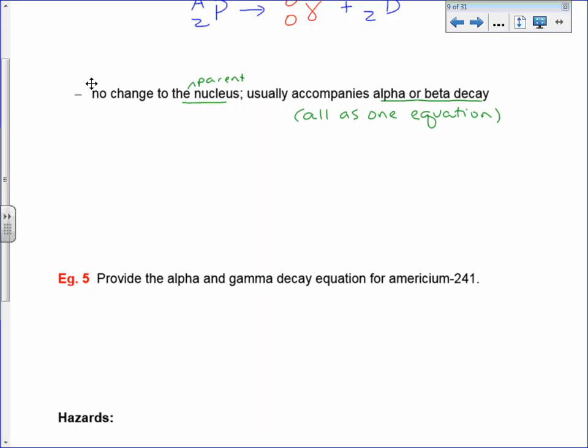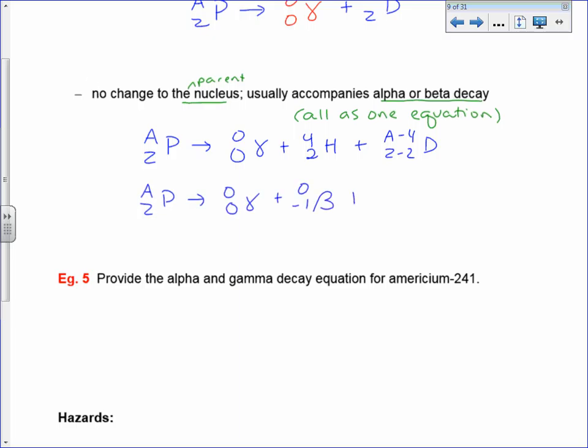I went back and found my notes on a PDF file. So this was just meant to show that if we have the parent nucleus and we have gamma decay, it will accompany alpha, which then will leave you with an A minus 4, Z minus 2 daughter, or it would accompany some kind of beta, either positive or negative beta. So with that, that's how you write it, as opposed to two separate equations.